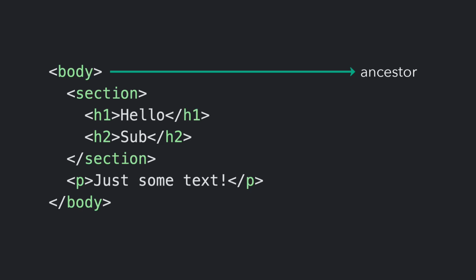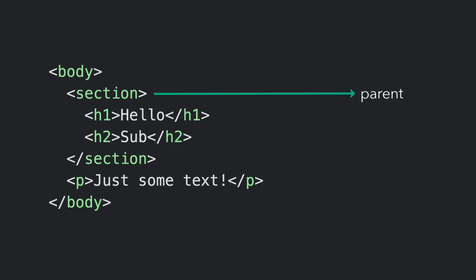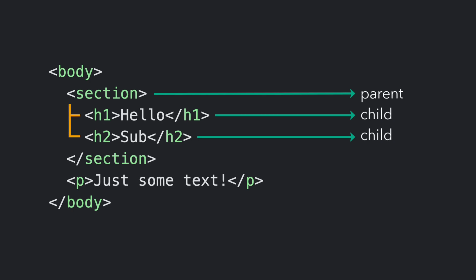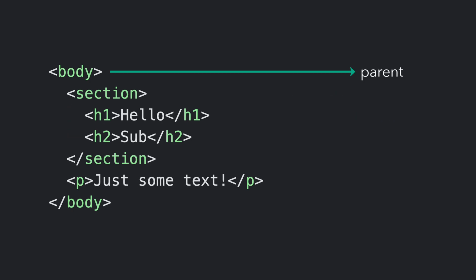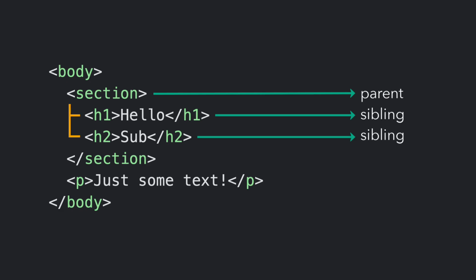An ancestor element is a container element that is one step or more above another element in the DOM hierarchy. A parent element only refers to the immediate container of another element. In other words, it's one level above the child elements. And the sibling elements are contained within the same parent.